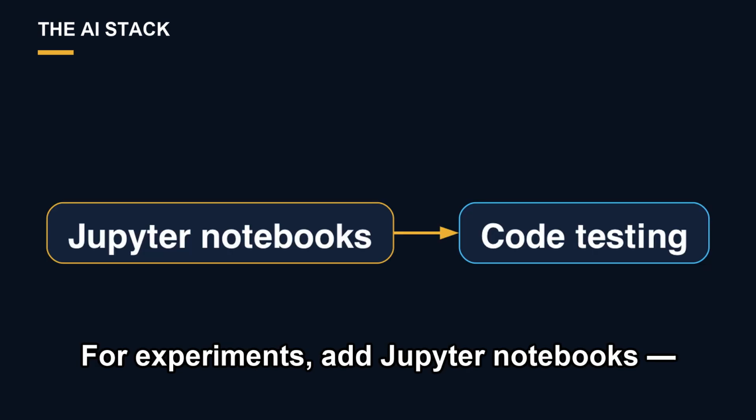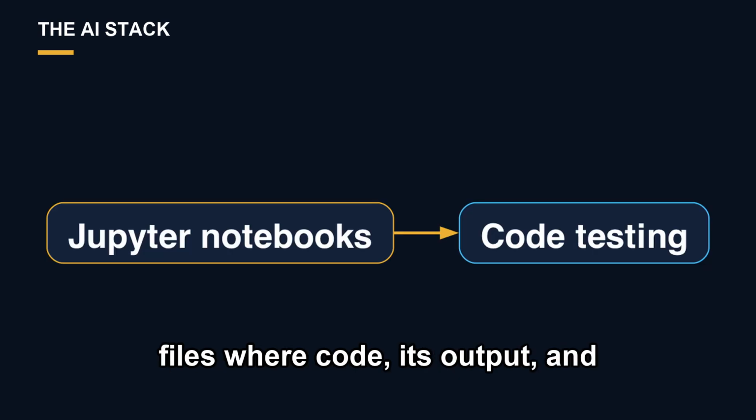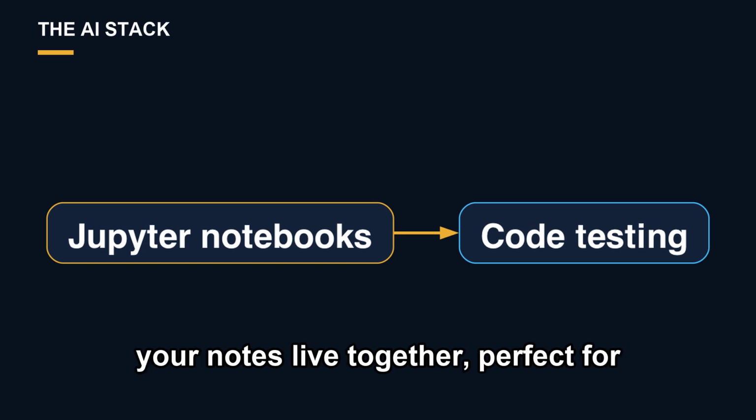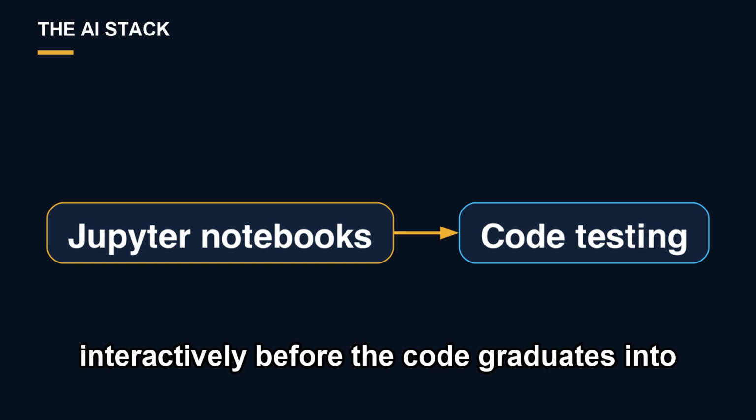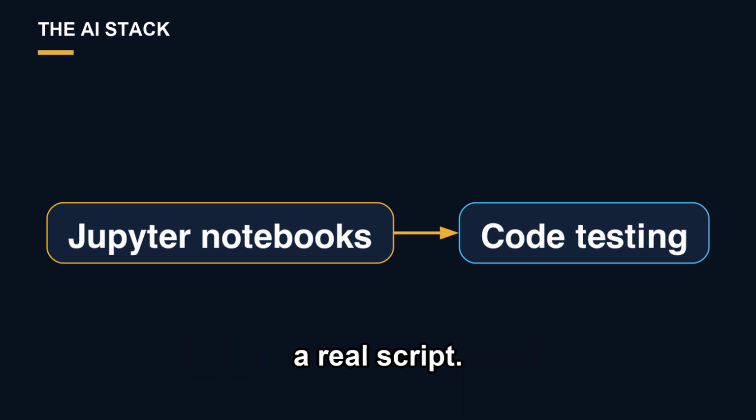For experiments, add Jupyter Notebooks, files where code, its output, and your notes live together, perfect for poking at embeddings or testing prompts interactively before the code graduates into a real script.